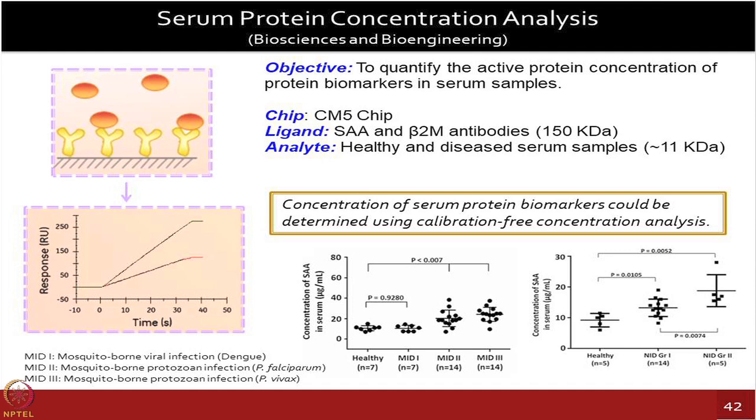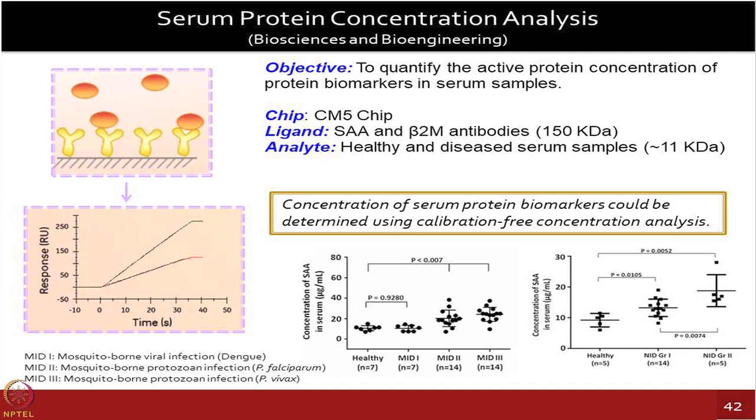To do that, some new assays were developed, which we termed concentration-free calibration analysis, or CFCA analysis. This was from one of the malaria projects, where we had patients suffering from either falciparum or vivax malaria or dengue fever, and we wanted to measure the level of one of the proteins, serum amyloid A, and see how that protein concentration is different in different types of conditions. Because we already had an idea for this protein from our other discovery data set, we felt pretty confident that we could now measure it.